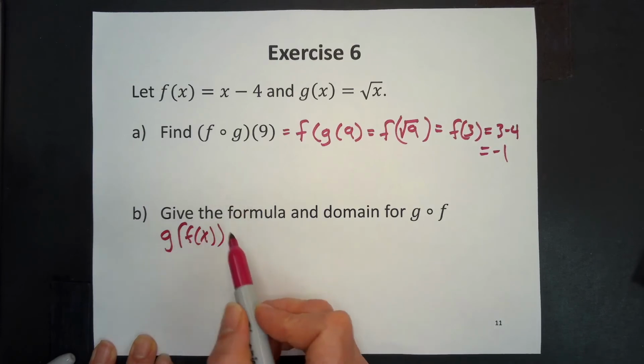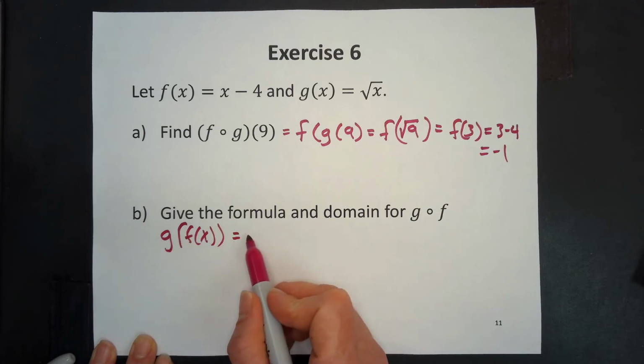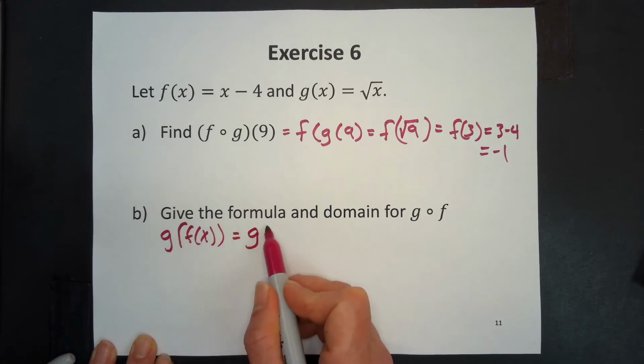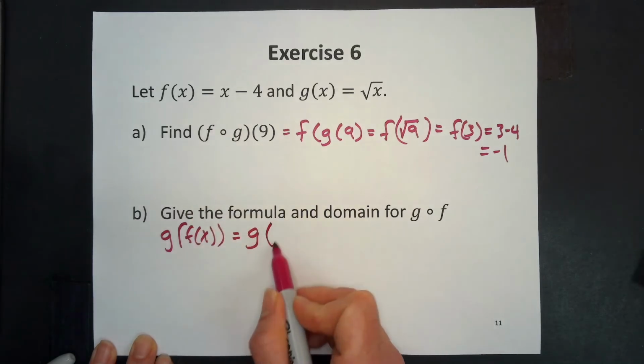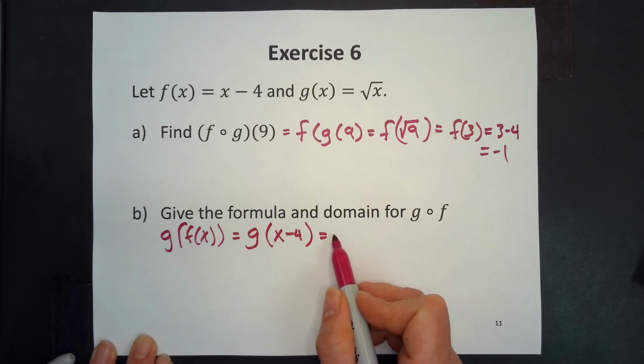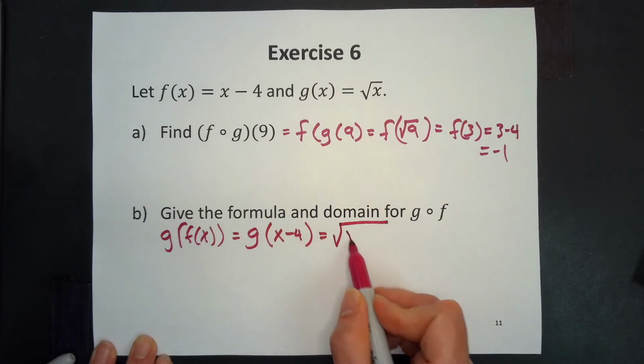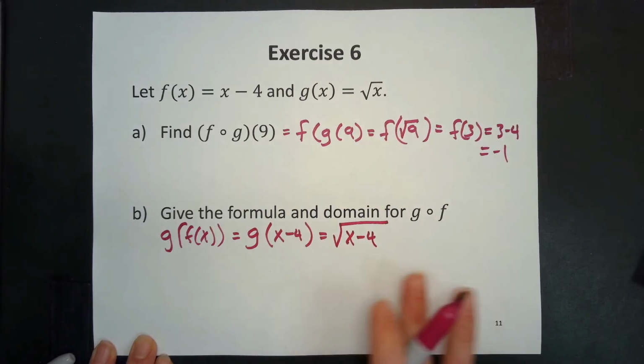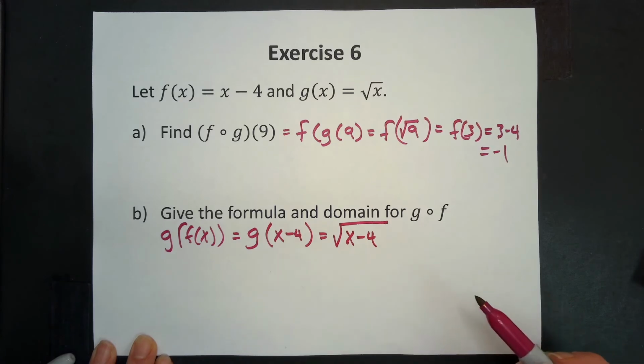So I'm going to say g of, well, what is f of x? It's x minus 4. And what does g do? It takes the square root of whatever you plug in. So the square root of x minus 4. We don't need to do any simplifying. And now it wants us to find the domain.